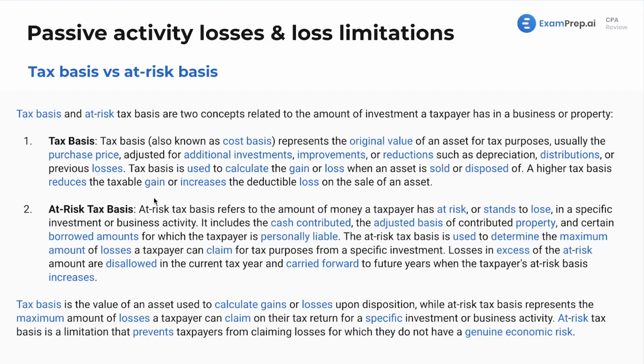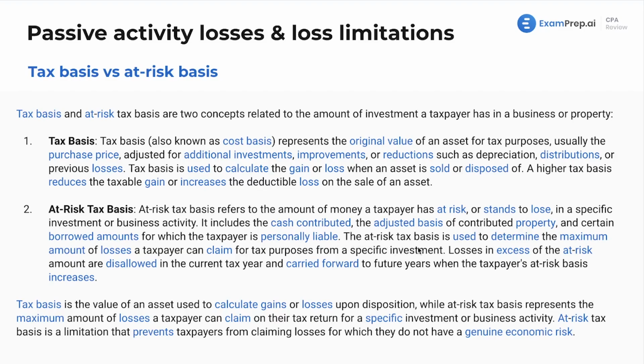And then we have our at-risk basis. It's pretty much the same thing, but it's going to include that recourse debt, because this is going to refer to the amount of money that a taxpayer has at risk or stands to lose. Like I say, what's your skin in the game? In a specific investment or business activity, this is going to include a lot of the same things: the cash contributed, the adjusted basis of contributed property, and certain borrowed amounts in which you are personally liable, which, ding, ding, ding, that is recourse liability. So we see where recourse liabilities play a role in our taxation.